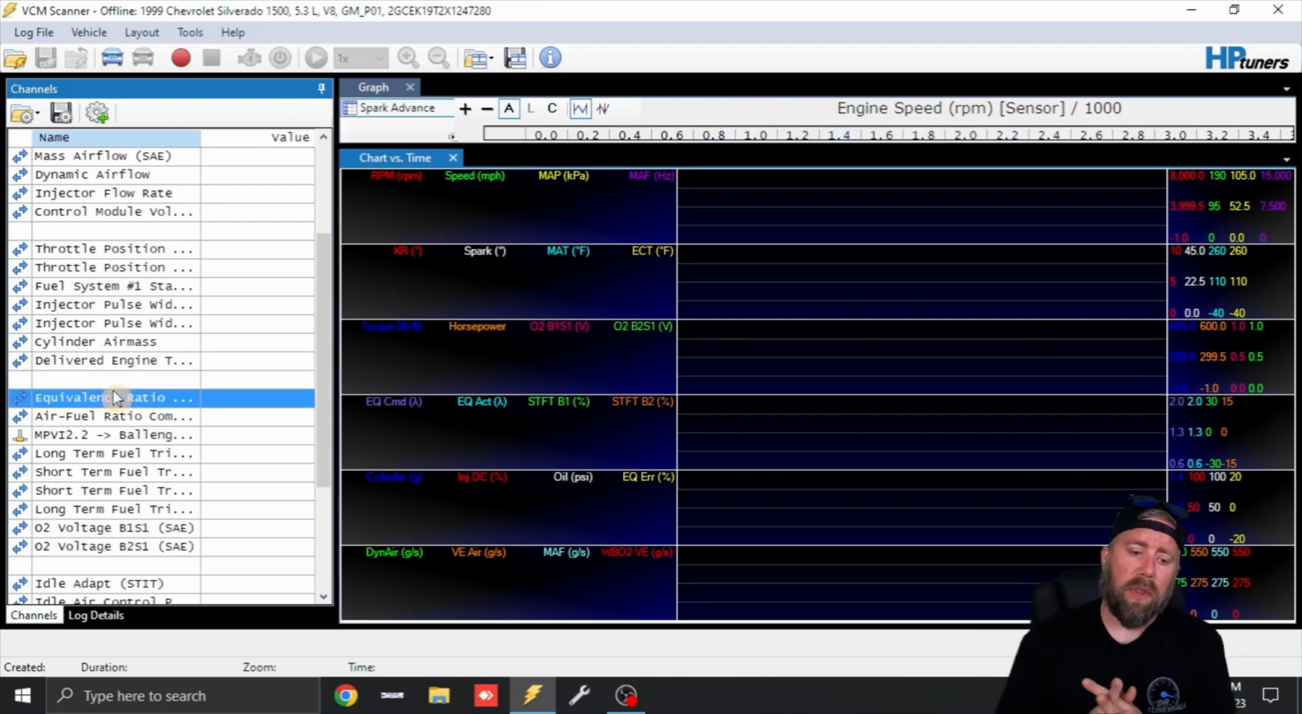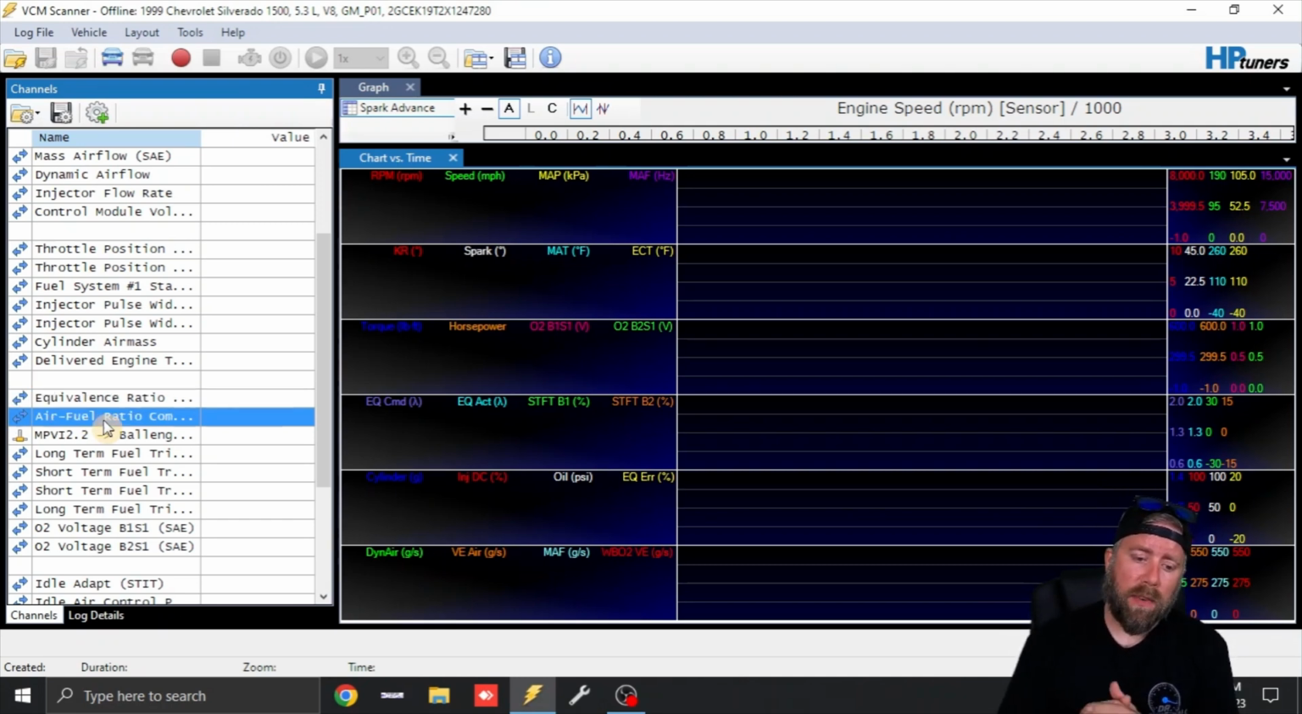Equivalence ratio, that is essentially the lambda that you are commanding. I work in lambda, so when you're closed loop and just cruising around, this equivalence ratio will be 1. And then as you go into power enrichment, this number is going to be whatever you're commanding in lambda. So even though it says equivalence ratio commanded, it is actually lambda commanded essentially. So if you're commanding 0.86 lambda, this will actually say 0.86 lambda.